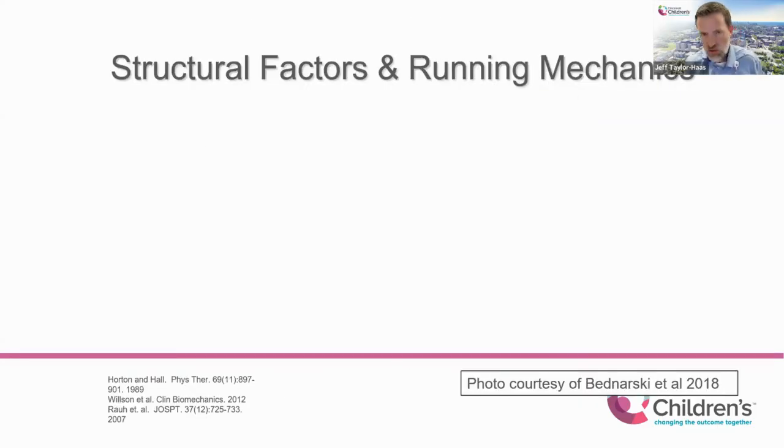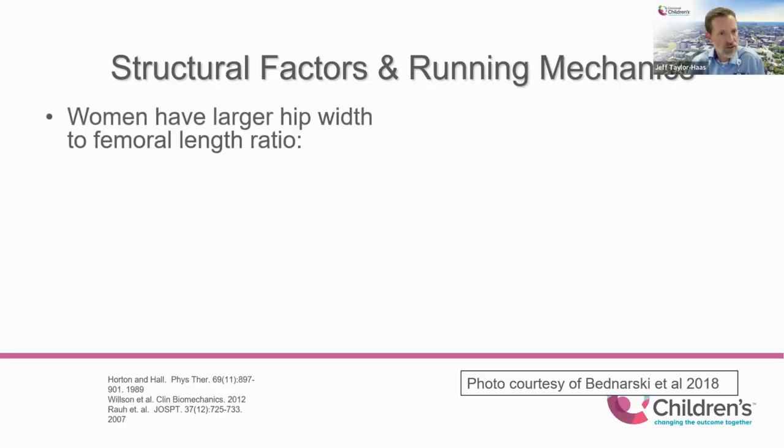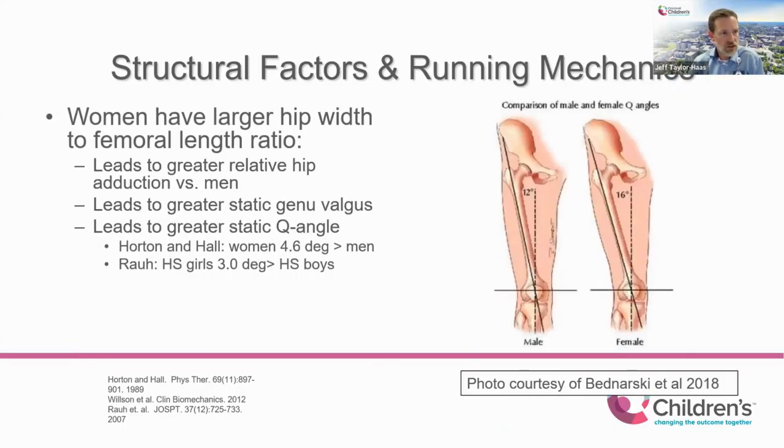Now, structurally, men and women are built differently. Women typically have larger hip width to femoral length ratios, and this leads to a greater relative hip adduction, static genu valgus, and greater static Q angle compared to men. It's important to note that while we know structural differences exist, it would be too simplistic to say all gait differences between men and women are attributed to structural differences.